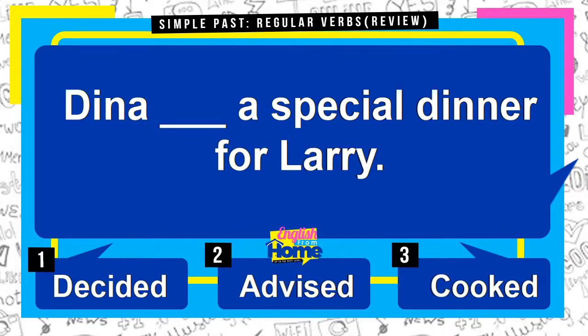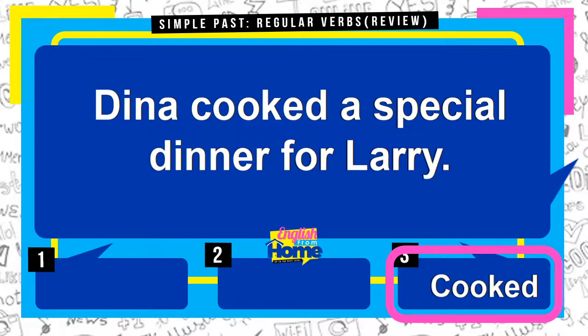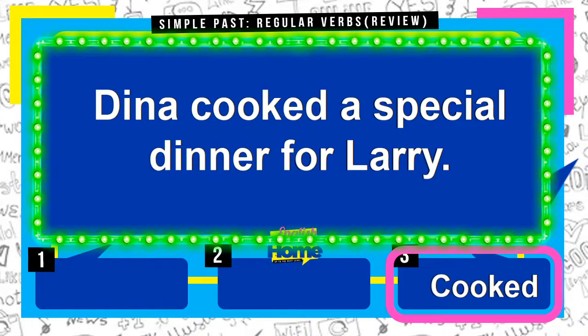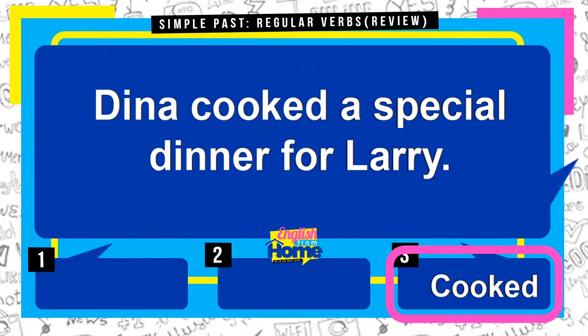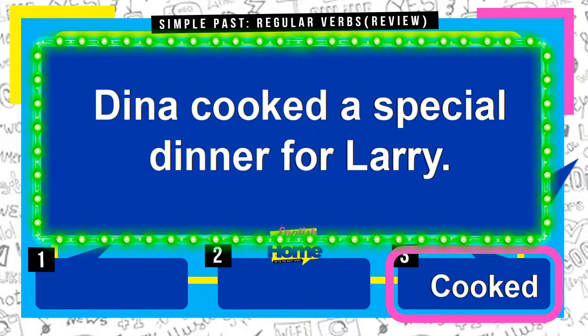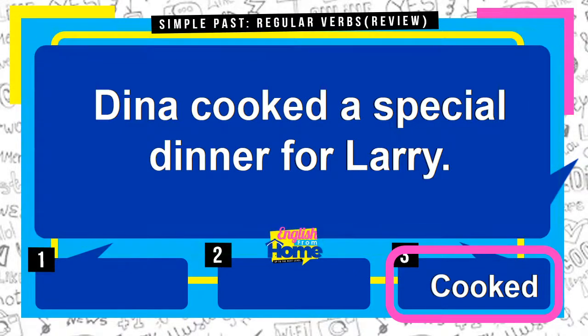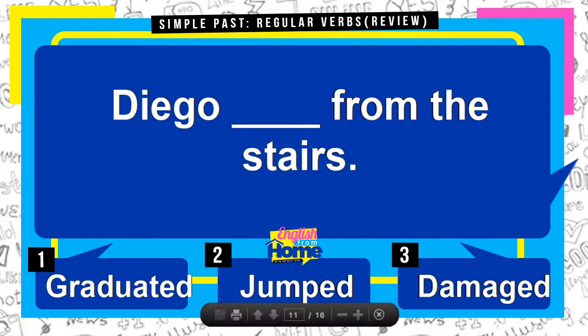Okay, so in this case, Alei says it's number 3. Let's check if that is the correct answer. Rosemary says it's number 3. Let's check if that's the correct answer. Awesome, guys. Good job. Yes, 3 is the correct answer. So the sentence goes like this. Dina cooked a special dinner for Larry. Good job. Next sentence. Diego, blank space, from the stairs.